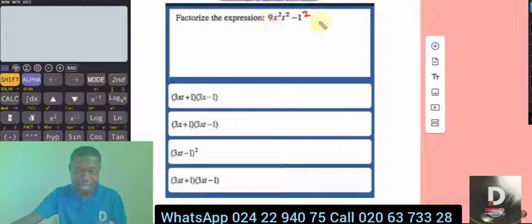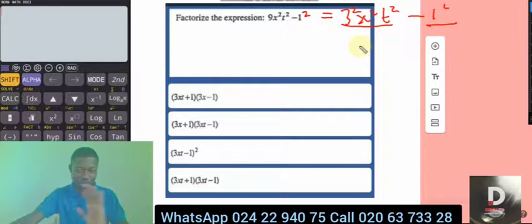3 is a square number, which can produce what? 3 squared, x squared, t squared, minus 1 squared. So this is one term. This whole thing is one term. Multiplication is one term. You get it? So now I can write what?